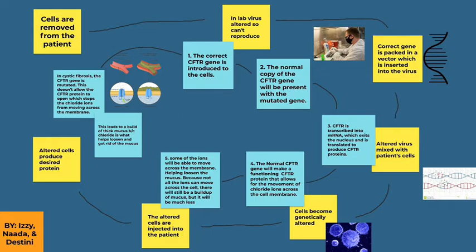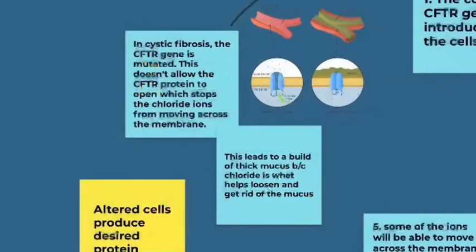I'm Nada Mustafa, and I'll be talking about how gene therapy helps with cystic fibrosis. So firstly, in cystic fibrosis, the CFTR gene is mutated, and that doesn't allow for the CFTR protein to open, which stops chloride ions from moving across the cell membrane. So chloride ions are what help get rid of and loosen the mucus. So without them, this leads to a buildup of thick mucus.